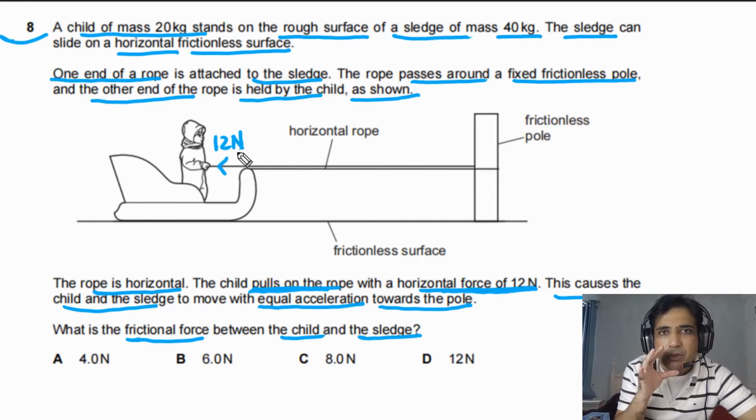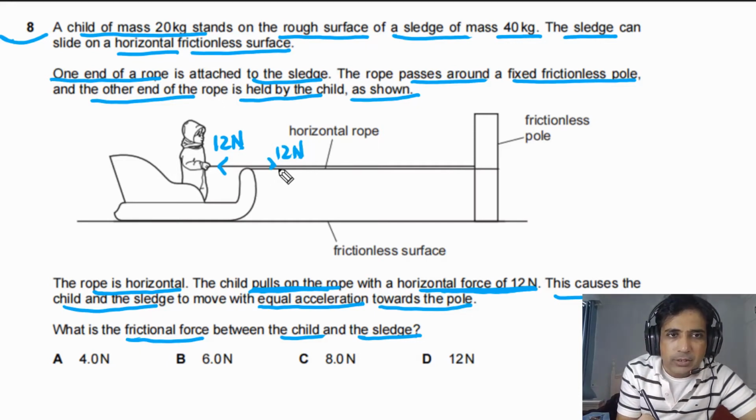Now we need to consider the tension in the rope. If the boy is pulling the rope to the left with a force of 12 newtons, there will be a reaction force acting to the right, equal to 12 newtons. As this is the same string, the tension in the string is the same. If we take the sledge as our object, the force acting on the sledge also will be equal to 12 newtons.